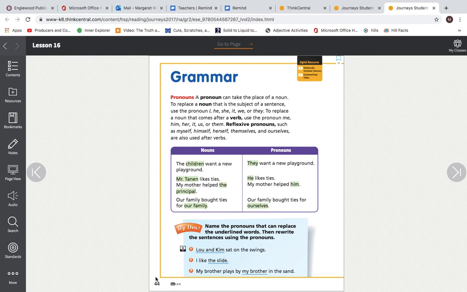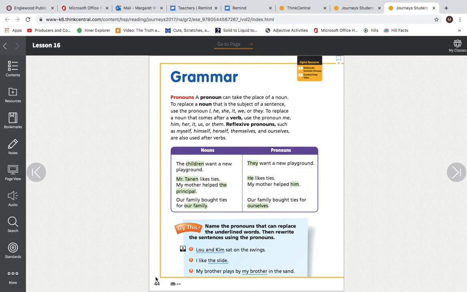Mr. Tannen likes ties. Mr. Tannen describes a man. It's before the verb likes. So we're going to use he. He likes ties. And always read back the sentence to yourself. Does it look right? Does it sound right? Does it make sense? If it doesn't, you might have the wrong pronoun in this case. So go back and check your work.